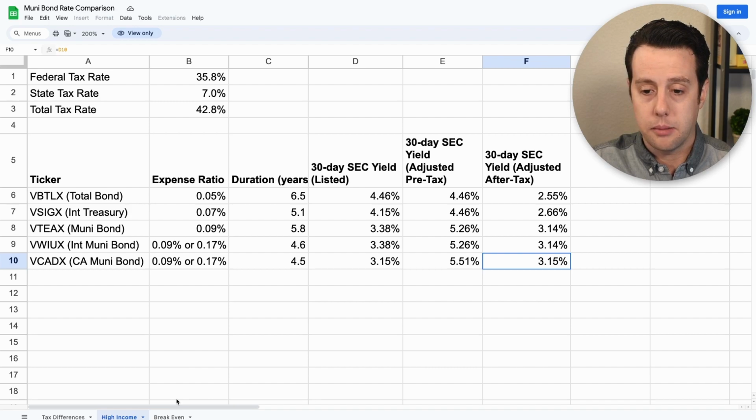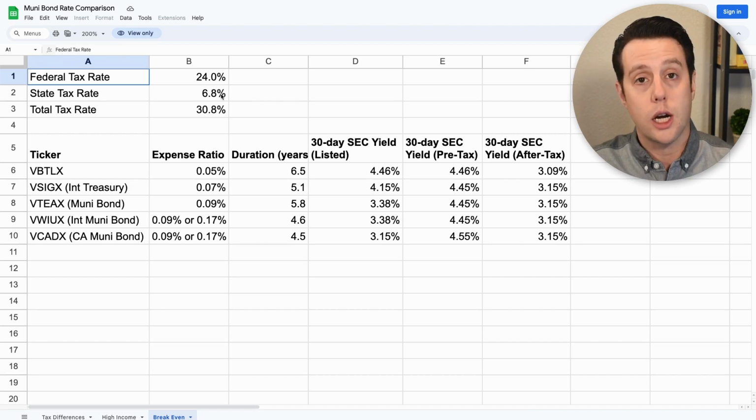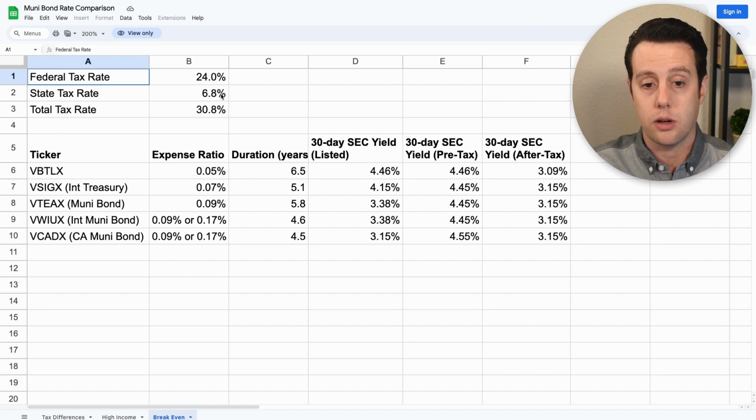So another thing to think about is what is the break even for you? And I've just thrown in some random numbers here to calculate a break even rate where almost all these funds have the same yield. And that would be around a 24% federal tax rate and 6.8% state tax rate. I don't know how realistic that is, I just made that up, but you could try to figure out what your break even is. And in this case, it would probably not make any sense because you're taking extra risk with municipal bonds. So you'd want an extra return to compensate you for that risk.